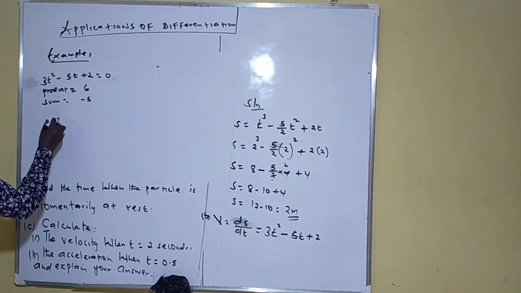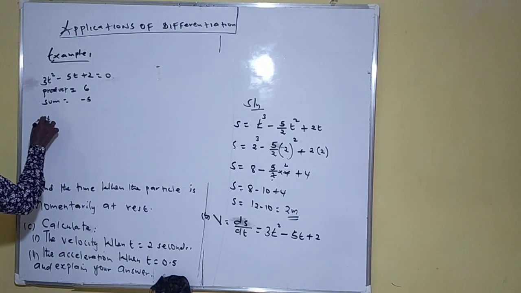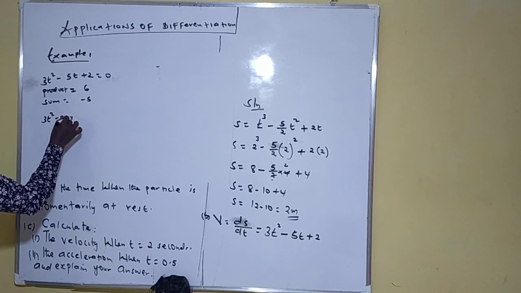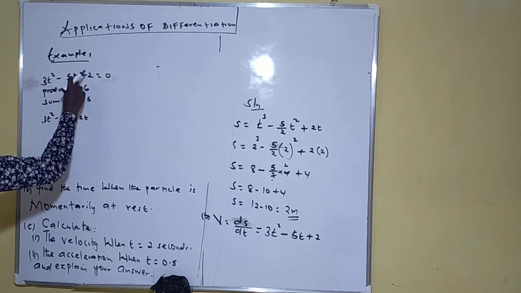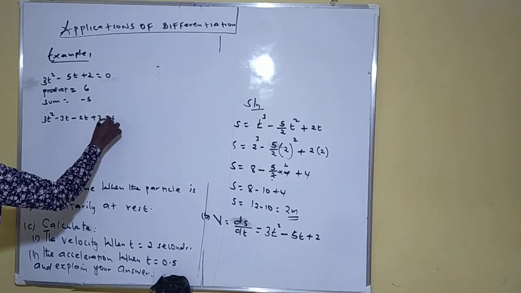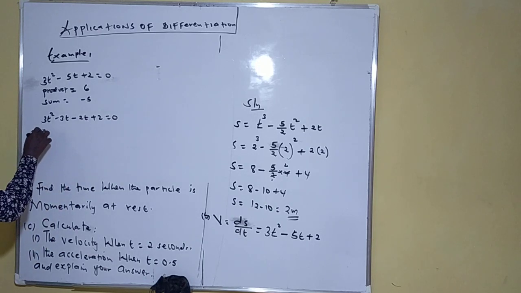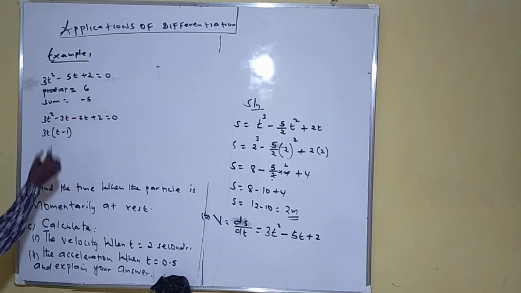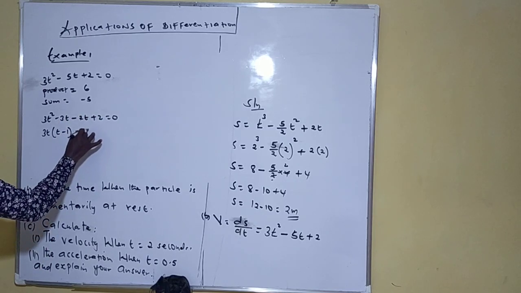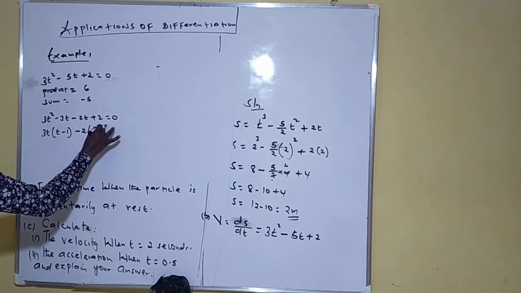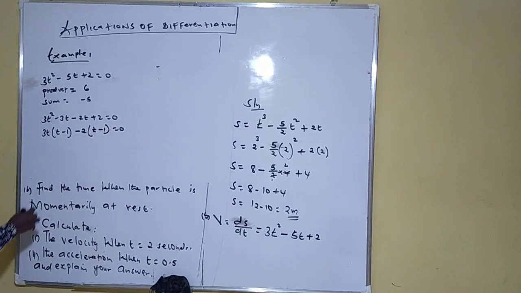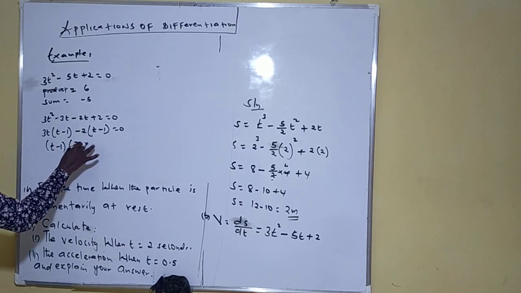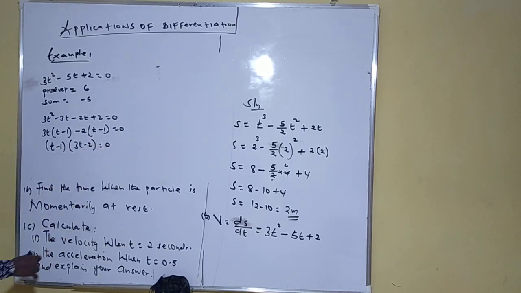So I'll say 3t squared minus 3t minus 2t plus 2 is equal to 0. Here the common factor is 3t outside, t minus 1. A negative followed by positive, so negative of the common factor: negative 2 outside, t minus 1 is equal to 0. So t minus 1 into 3t minus 2 is equal to 0.